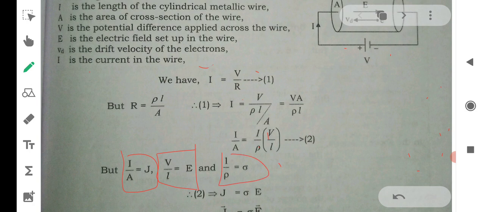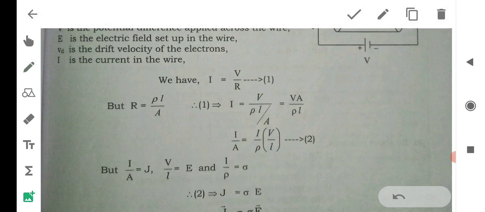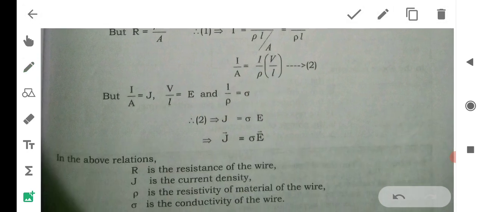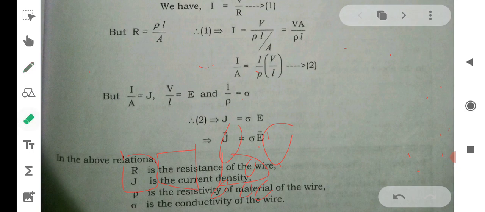So using these three terms, I divided by A means J, 1 divided by rho is sigma, and V divided by L is E. So J equal to sigma into E. So the final answer is J equal to sigma into E. This is a very important derivation.